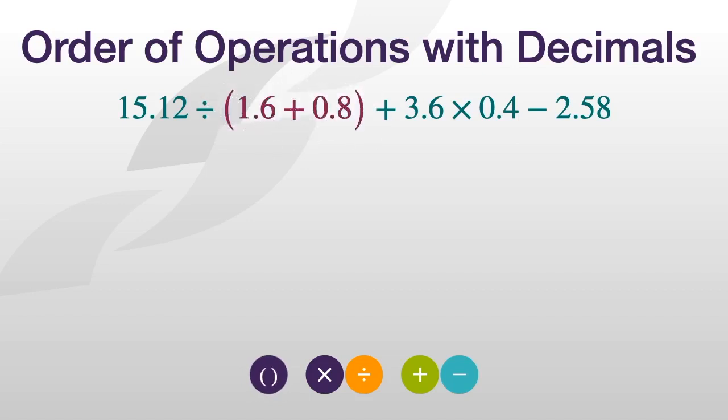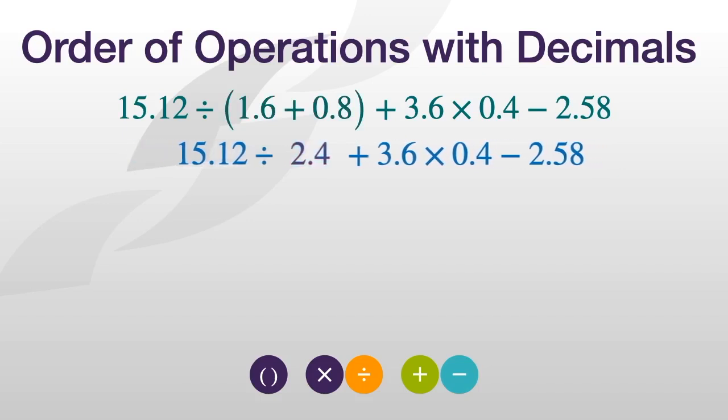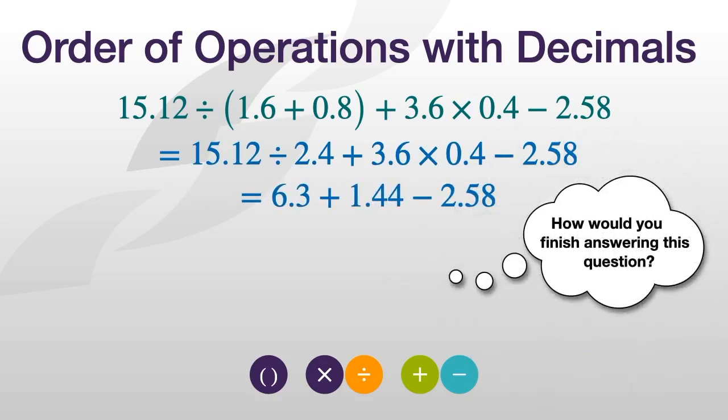First, we look at the expression in brackets, which is the sum of 1 and 6/10 and 8/10, and that is 2 and 4/10. Next, we look for multiplication and division, and there are 2 expressions to evaluate as shown. We are now just left with addition and subtraction. How could you finish answering this question?